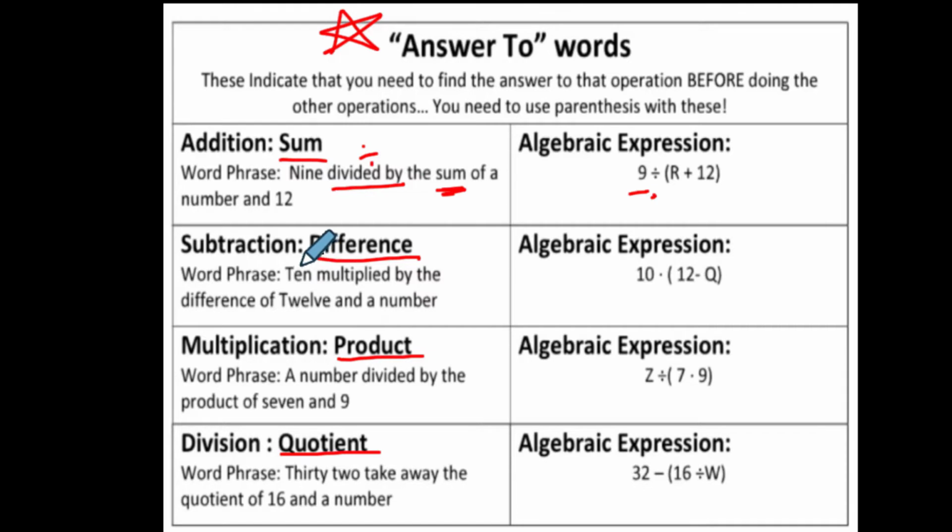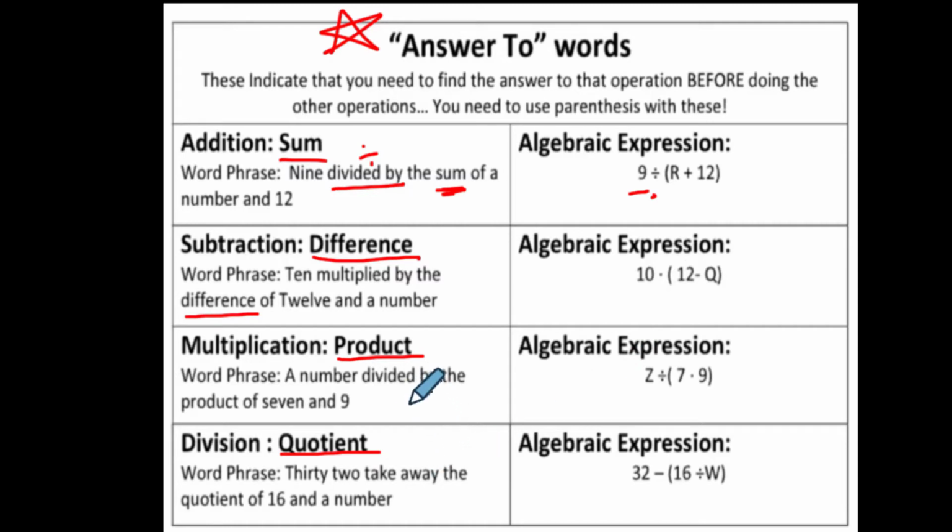Let's try another one. 10 multiplied by the difference of 12 and a number. 10 multiplied by the difference, the answer to a subtraction problem, the difference of 12 and a number. Normally in order of operations, we would do multiplication before subtraction. But because this sentence purposefully used an answer-to word, we have to put parentheses around that subtraction to prioritize the subtraction before the multiplication.